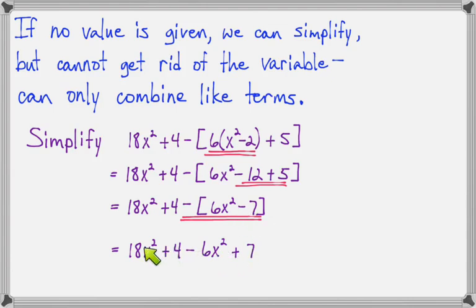Now, let's combine like terms. I have a positive 18x squared and a minus 6x squared, which gives us 12x squared, and a 4 plus 7, which gives us 11. And that one's done.